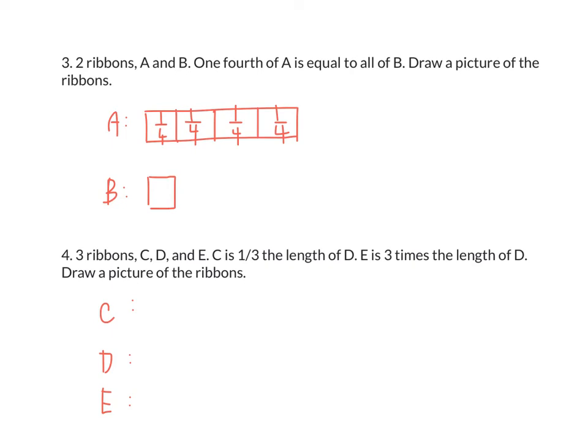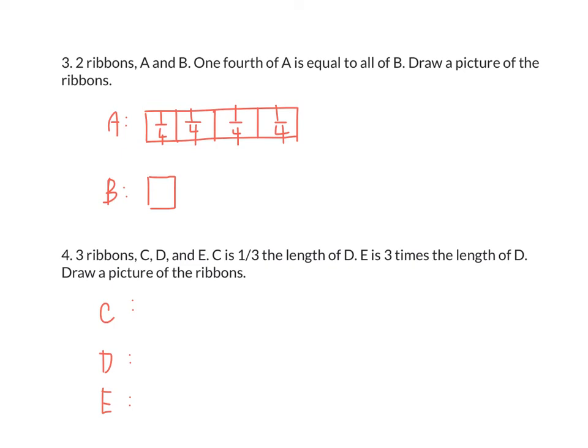What's another way to say that? We can say D is 3 times longer than C. Okay. And then E is 3 times the length of D. So which one of these ribbons will be the longest? E. Instead of saying E is 3 times the length of D, what's another way to say that? D is 1/3 the length of E.